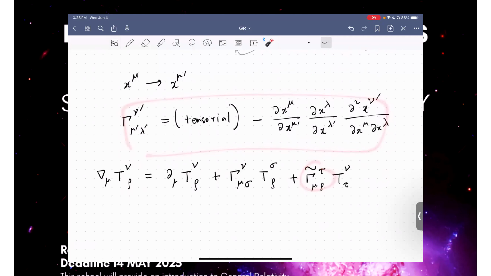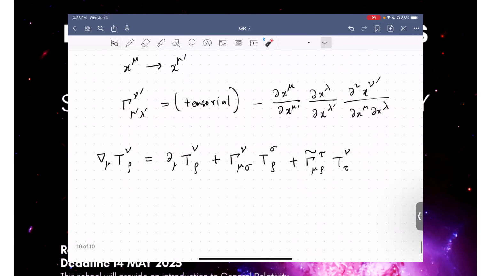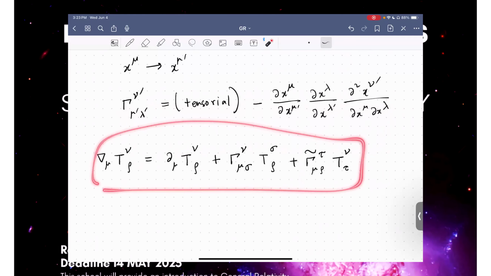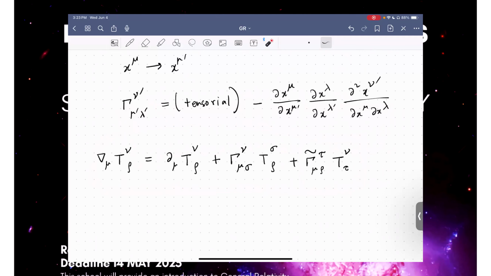So this gamma tilde will transform exactly like this, where you have gamma tilde here, and there's a gamma here, which will have a tilde, okay? As long as that is satisfied, this is a perfectly valid equation.